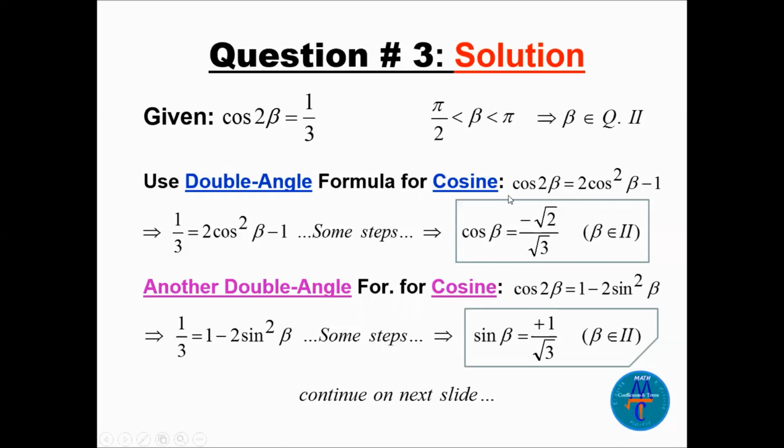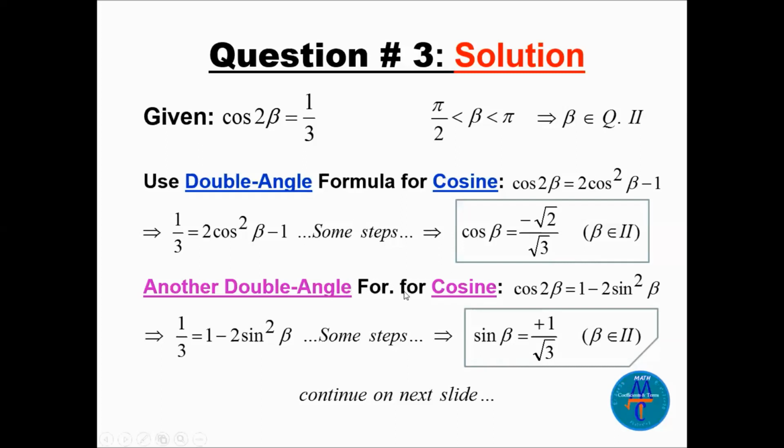So I said here, cosine 2 beta equals 2 cosine squared beta minus 1. Just replace on the left side by 1/3. I left this one for you to do. Very simple here. Just do some steps. Move the 1 to the other side, divide by 2, take the square root of both sides. You will find this answer here, cosine of beta.